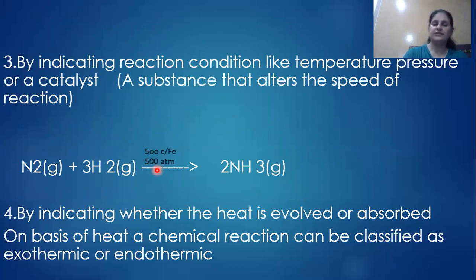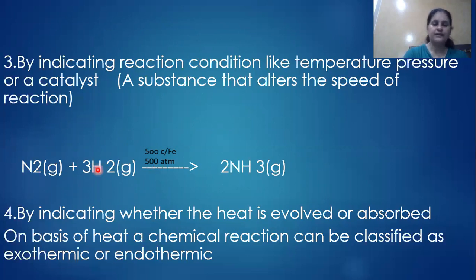Then certain reactions take place in some specific conditions. They need a particular temperature, pressure, and catalyst. Now, what is a catalyst? A catalyst is a substance which, when added to a particular reaction, does not take part in the reaction, but it can alter the speed of reaction. Altering the speed of reaction means it can either increase or decrease it as desired.